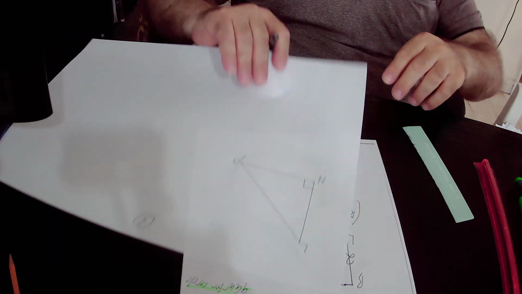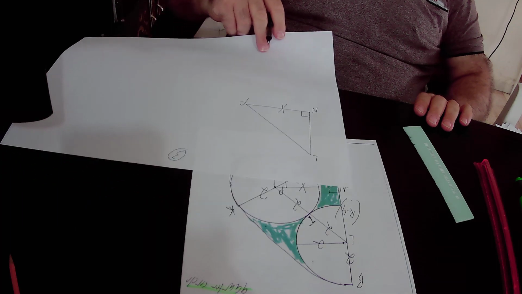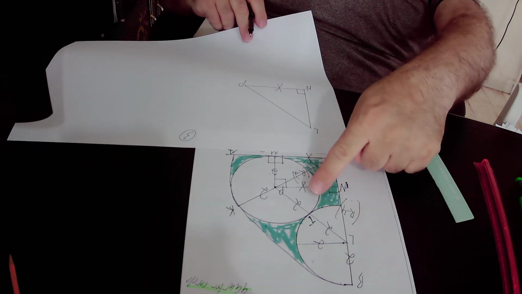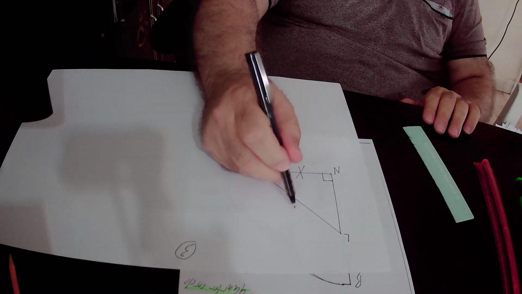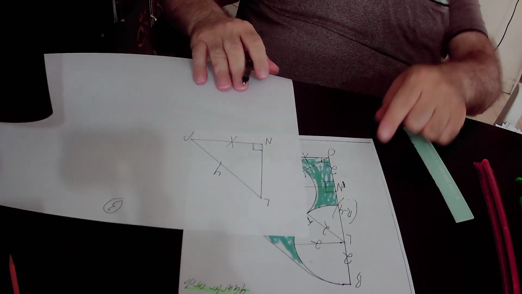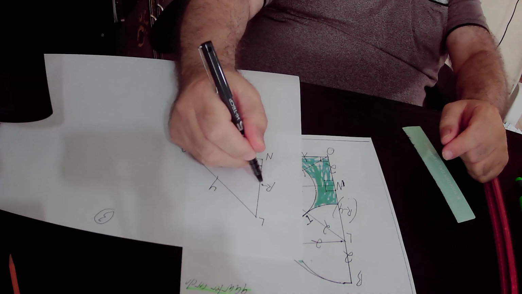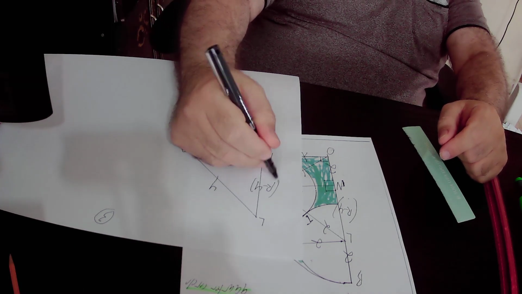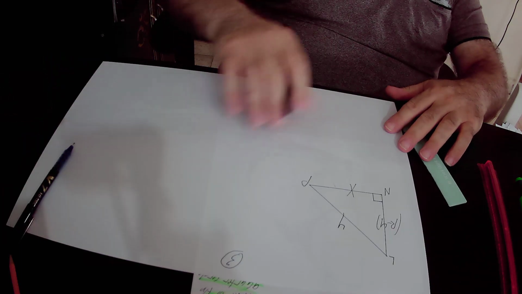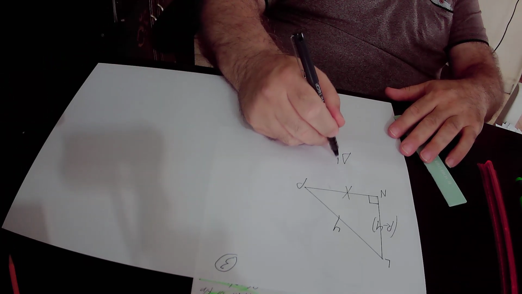NP equals x. We've already found out that the hypotenuse LP equals 2 plus 2, that is 4. And we just found out that line segment LN equals capital R minus 4. So we'll implement the Pythagoras theorem on this right triangle, triangle LNP.